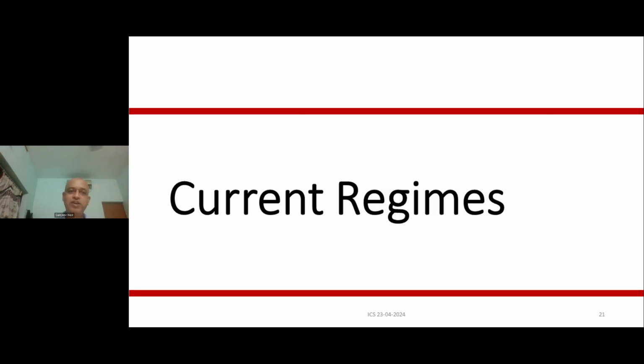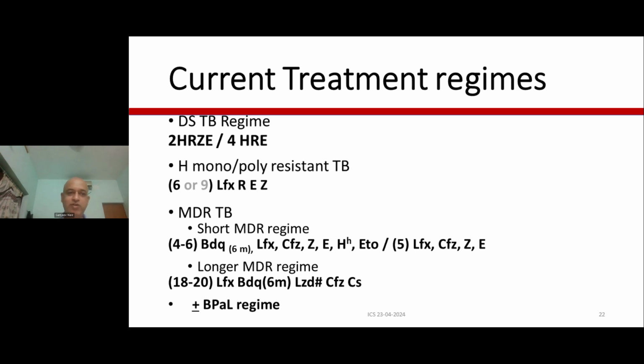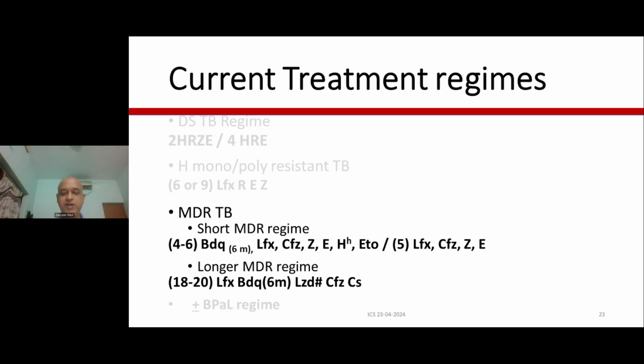So with that background, when you look at the current regimes, you have regimes for drug-sensitive TB. You have one regime for INH mono-resistant TB. You have the MDR regimes, the two, the short one and the long one, which is what I'm going to discuss. And of course, you have other newer, incoming regimes like the BPAL regime. The point is, in today's discussion, we are just limiting ourselves to the longer and shorter regimes. I will not be discussing the others.